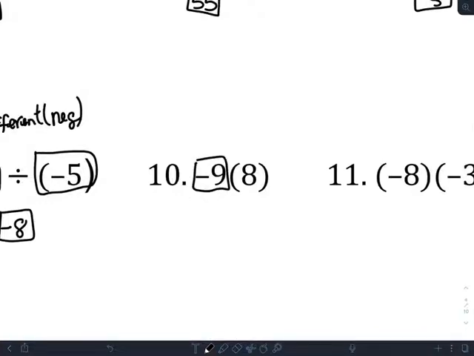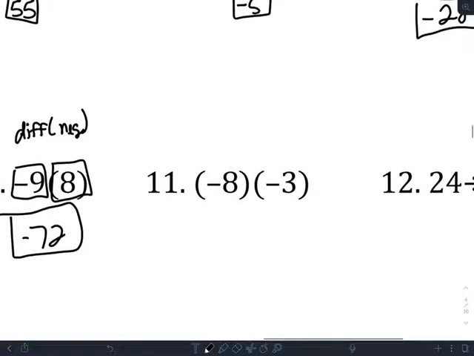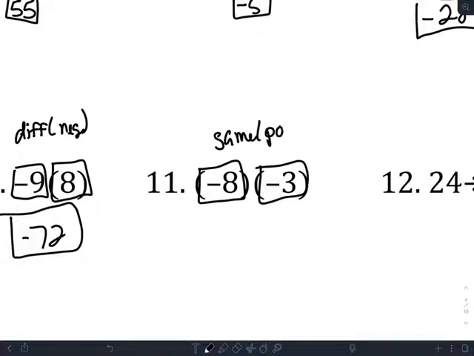Number 10, negative 9 times 8. These are different signs. Therefore, my answer is going to be negative. 9 times 8 gives us 72, but negative 72, right? Number 11, negative 8 times negative 3. Signs are the same, therefore my answer is going to be positive. In this case, positive 24.